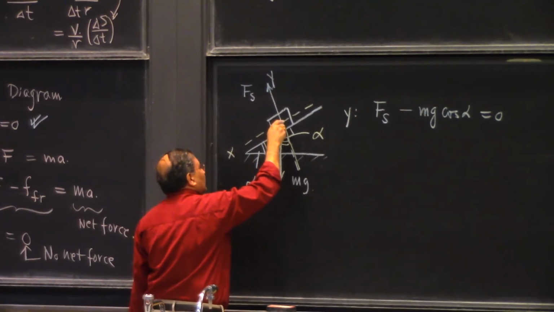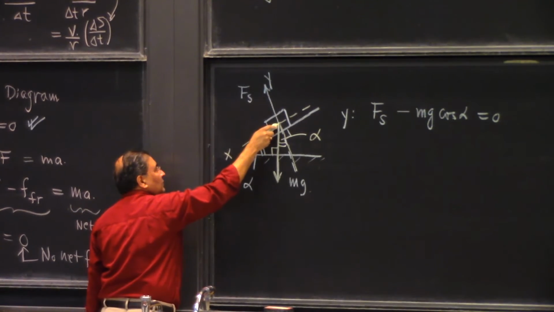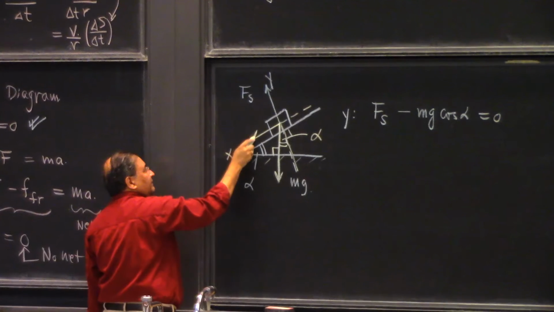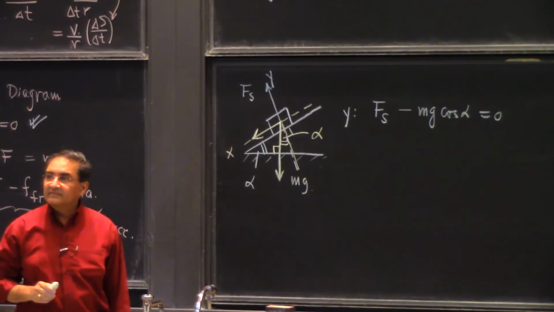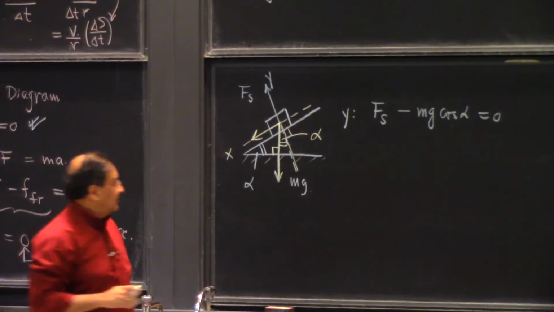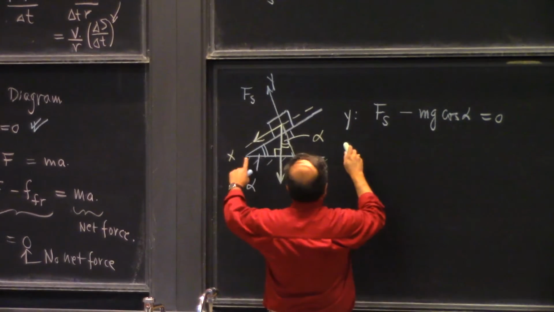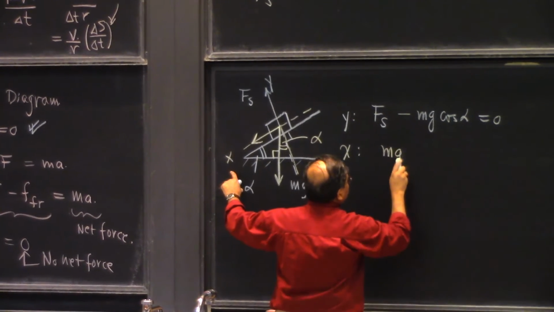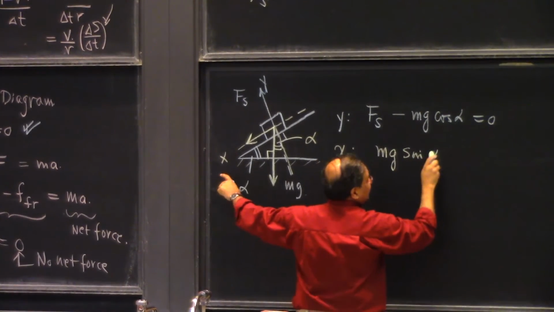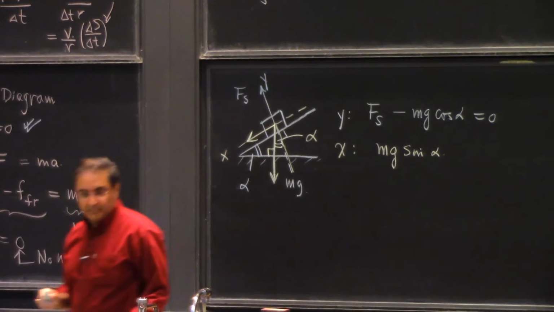That means there will be a tendency for this block to go downward, because there will be a force here along the incline, along the x-axis, as a component of your mg. And that force along the x-axis is going to be mg sine alpha. Okay?